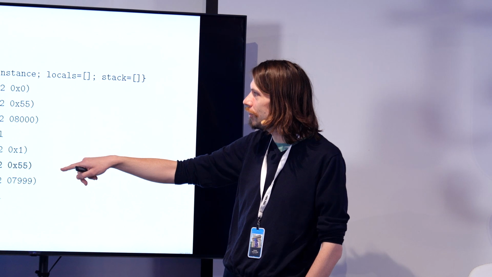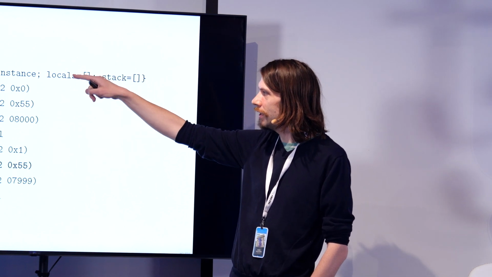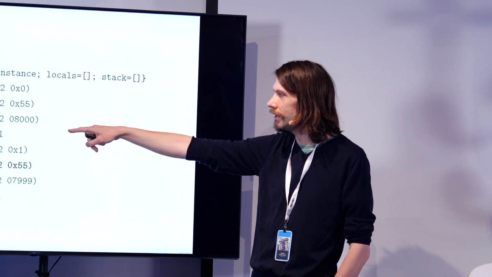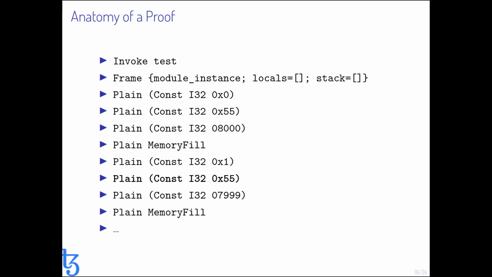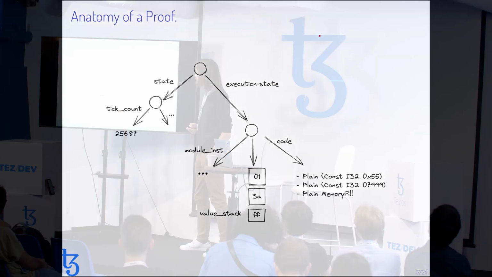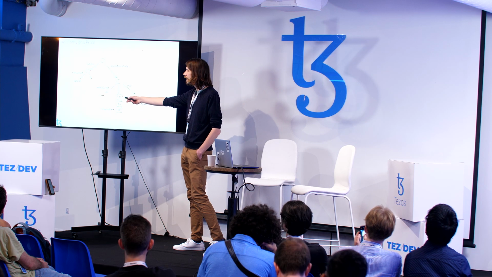So just to recap, what did we do? Test, frame, pushing these 3 values, memory fill. That instruction will pop off 3 values of the value stack. That's why we don't see them anymore. And then we had executed this push. So we're going to have 1 on the stack already. And the goal now is to push 55. So the 1 is on the top of the stack.